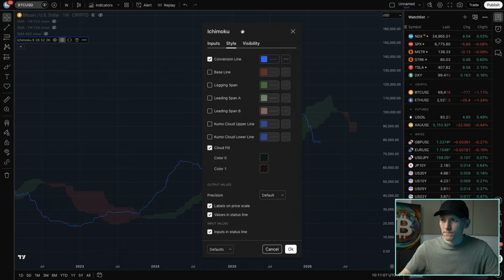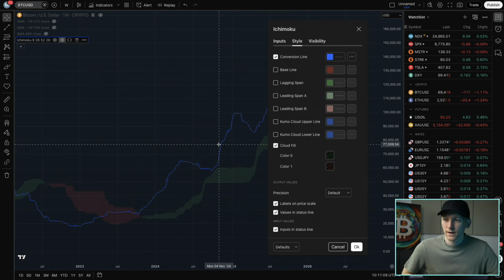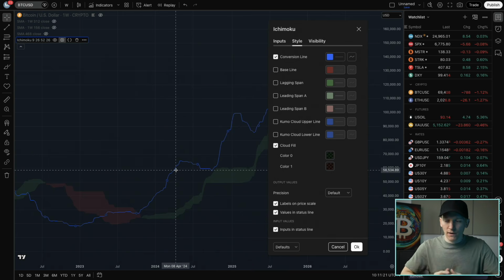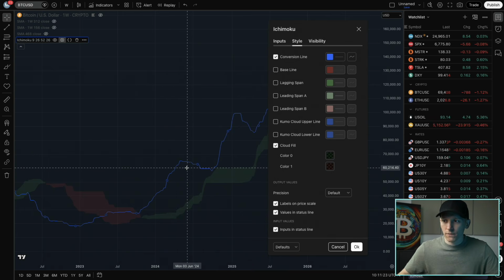The conversion line in blue right here is a 9-period moving average of the price of the asset. So really simple, it's a very short-term moving average, and essentially it's a plot of the price. Now it's slightly less volatile than the price, of course, because it's a 9-period moving average, so it slightly smooths out the price action of the asset.